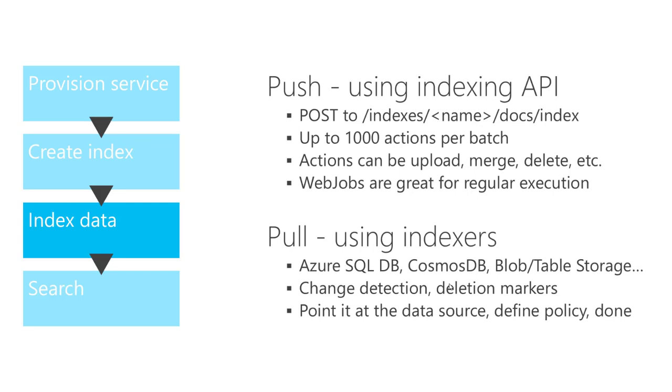For the index data process, you can use the portal or the API to perform operations over the index, such as pushing data to an index, rebuilding an index, uploading, merging or uploading, and removing documents. Moreover, you can retrieve data from well-known sources through indexers, such as Azure SQL DB, Cosmos DB, table storage, and also blob storage.